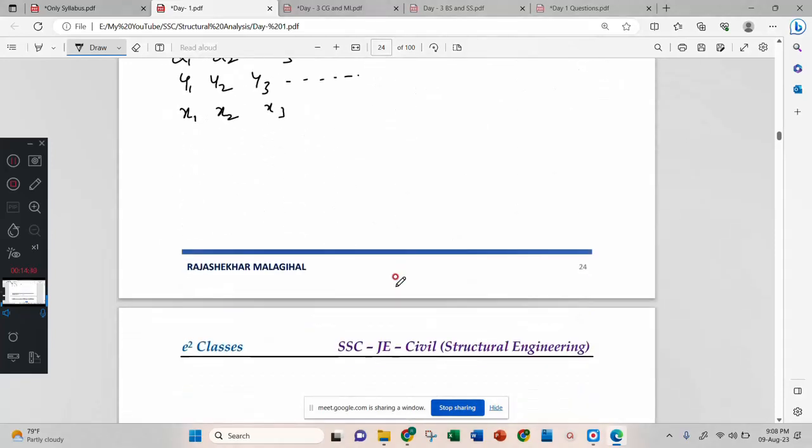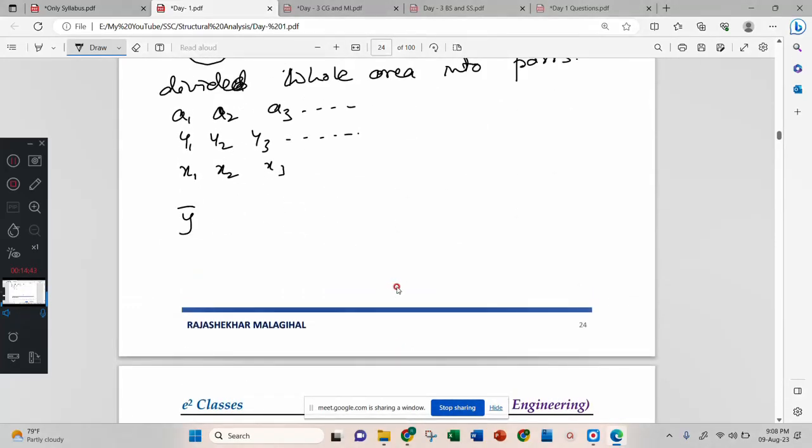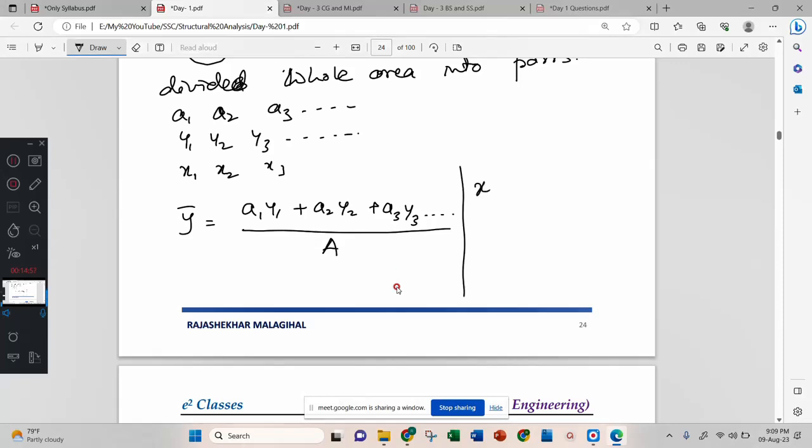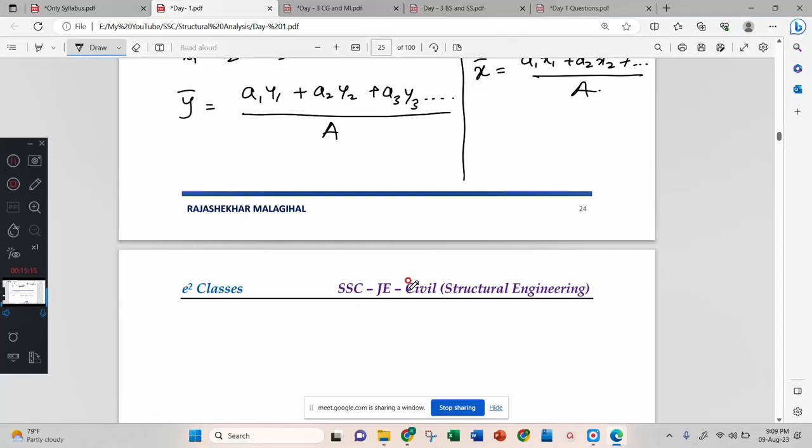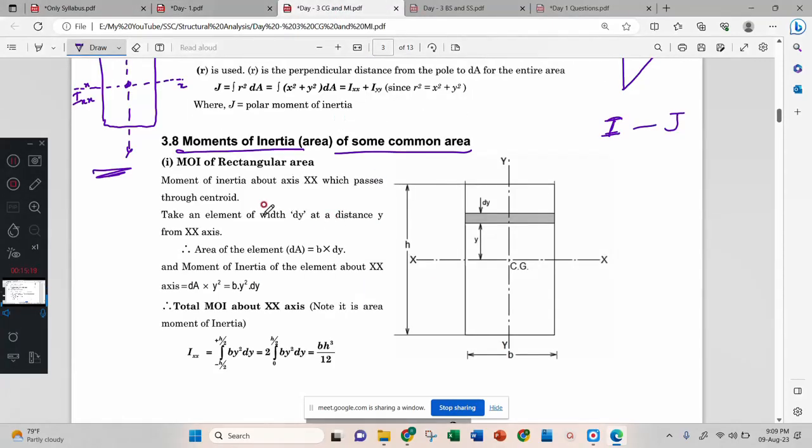Then you can determine Y bar using the equation (A1 Y1 plus A2 Y2 plus A3 Y3, and so on) divided by capital A, the total area. Or you can determine X bar equal to (A1 x1 plus A2 x2 plus so on) divided by the total area. This is the determination of moment of area or CG or centroid for composite sections. Now we have completed moment of area. We will go to moment of inertia.